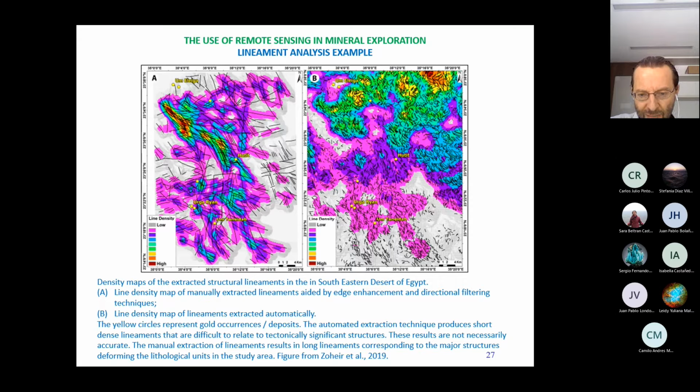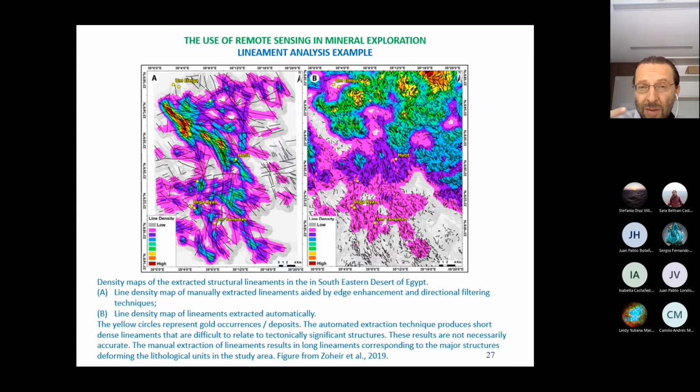And the conclusion, actually, if you look at the conclusion, it says, very interestingly, the automated extraction technique produces short, dense lineaments that are difficult to relate to tectonically significant structures. These results are not necessarily accurate. So I wanted to give you this example to see that it's not always that the computer will understand the geology in the same way we do it, because we spend so much time trying to understand and integrate different things in our minds.